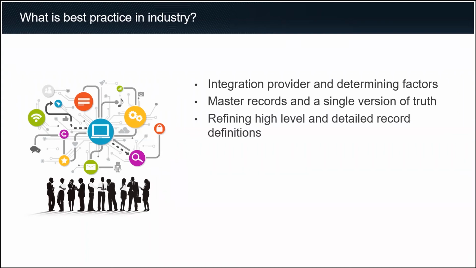Third one, are refining high level and detailed record definitions. In many cases, your main asset register and the master of that might be the ERP, because this is actually where the purchasing and the lifecycle process sits. But more detail can be set up in the EAM system to sub-asset and component level, and that can be integrated vice versa.